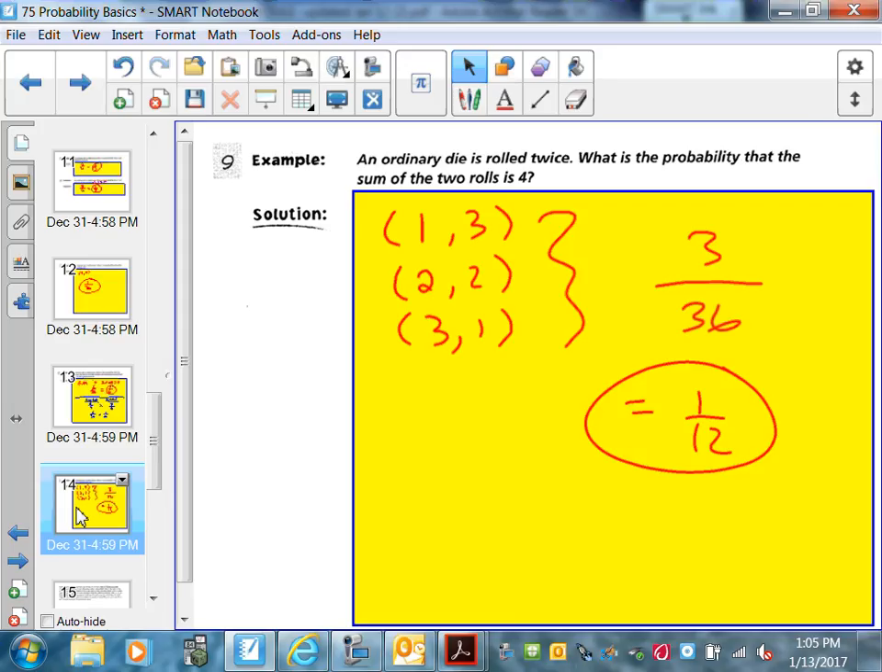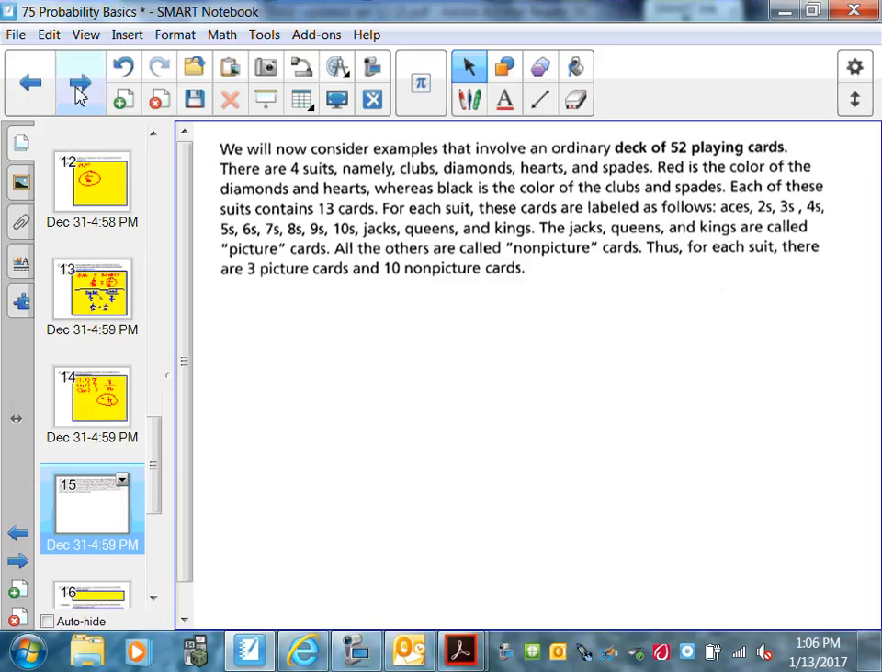Roll it twice, yeah. Okay. All right. Let's move on from dice to playing cards, and that'll be it. Quickest game ever. All right, here we go.